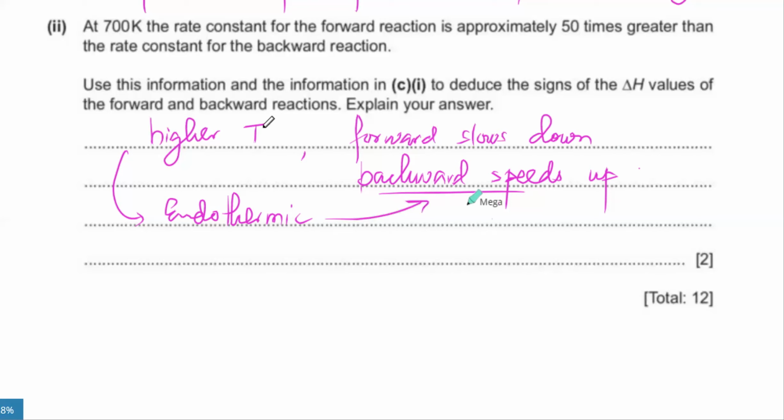The forward is the one that's exothermic because it's not being favored at higher temperatures. Higher temperatures favor endothermic reactions. Is that clear? Yes. Negative.